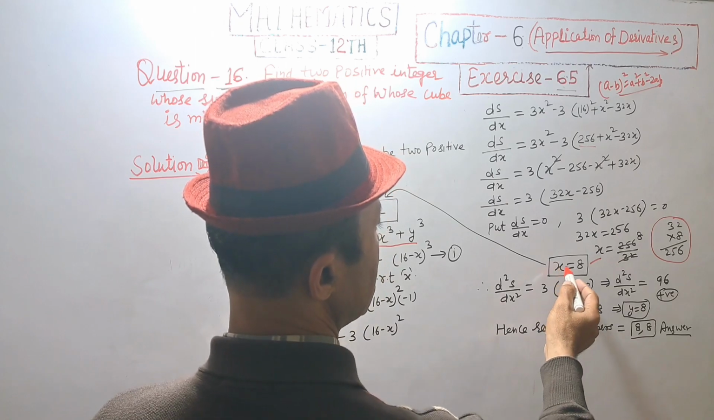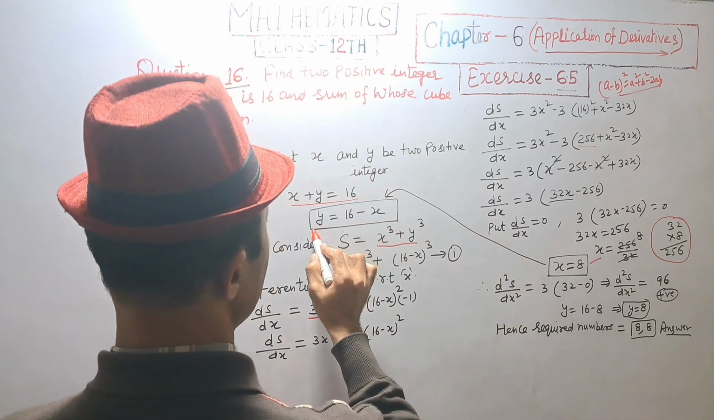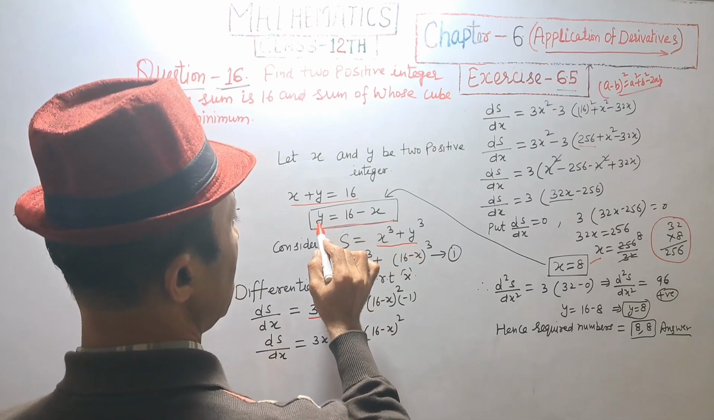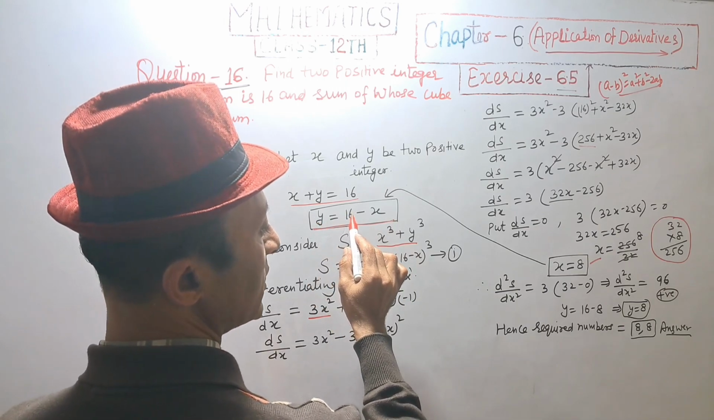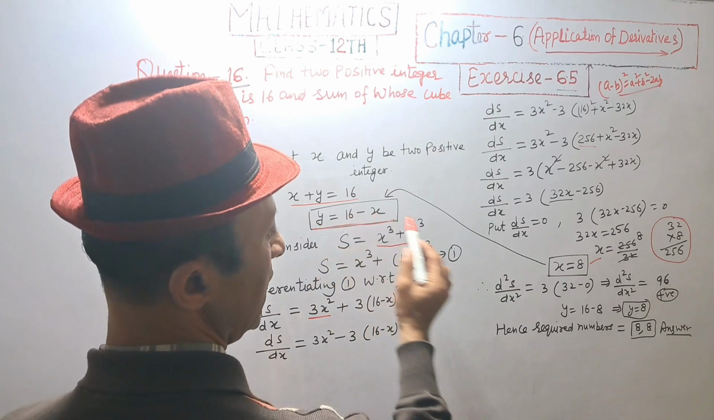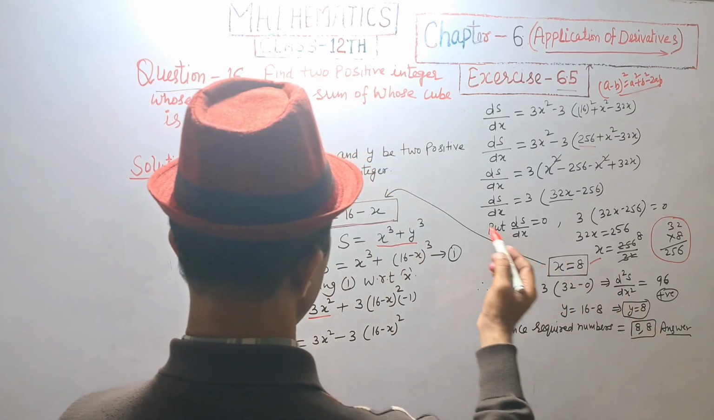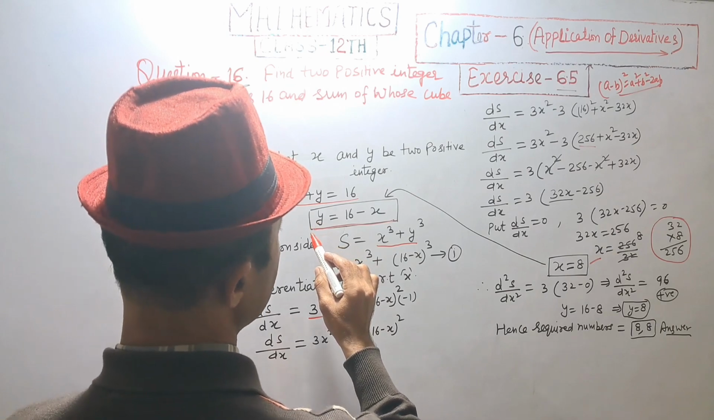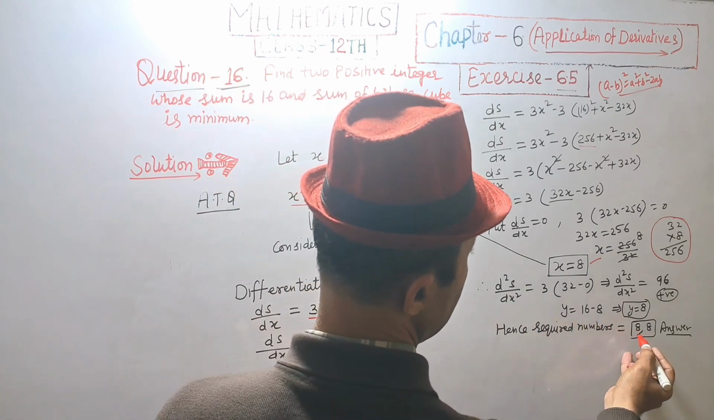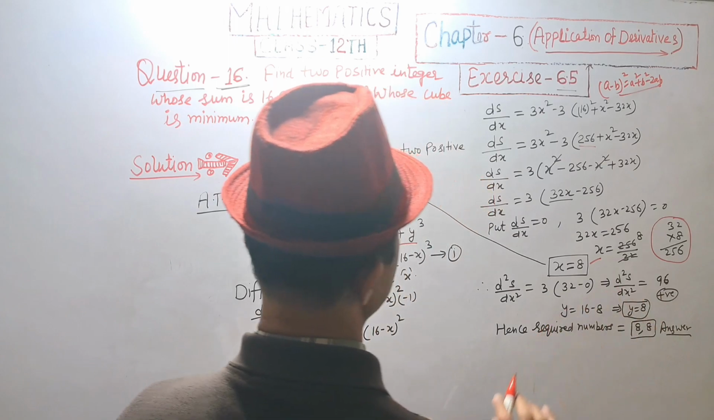So we put x is equal to 8 in the equation. In this we get the value of y. y is equal to 16 minus 8, and 16 minus 8 equals 8. So the required numbers we get are 8 and 8. Answer.